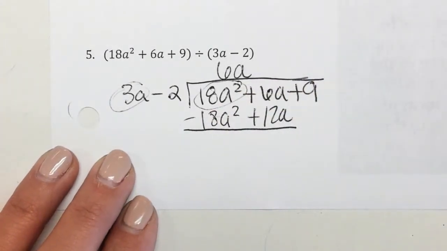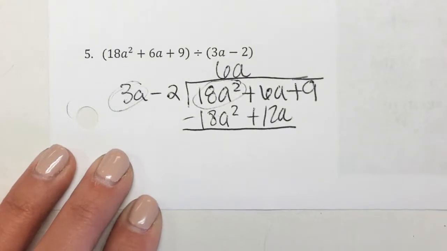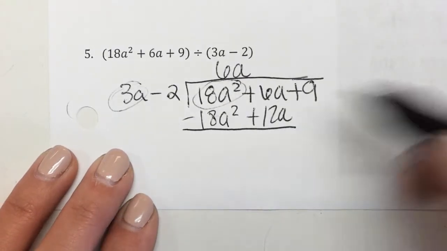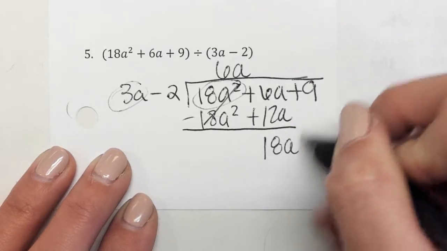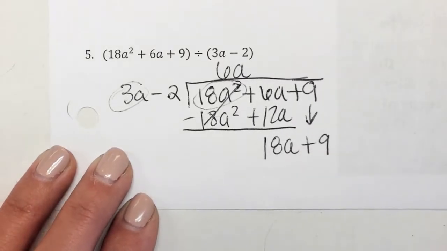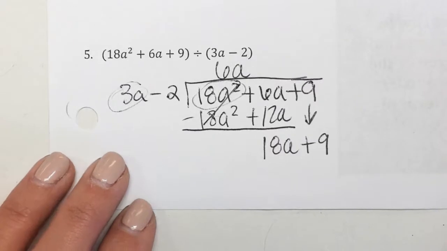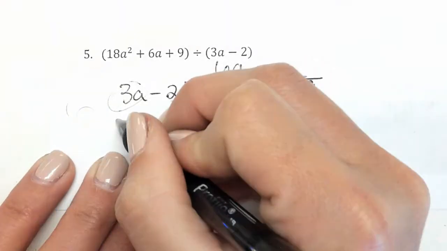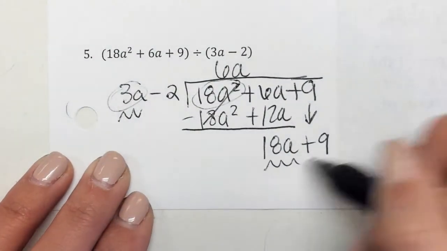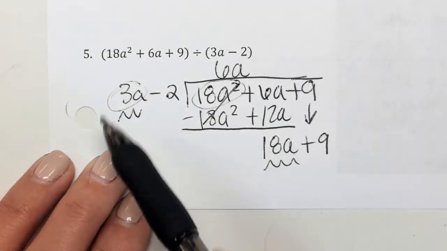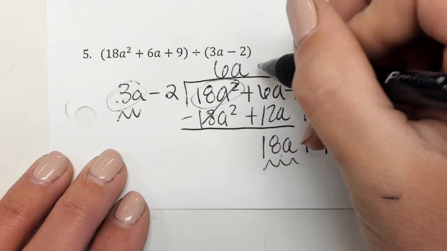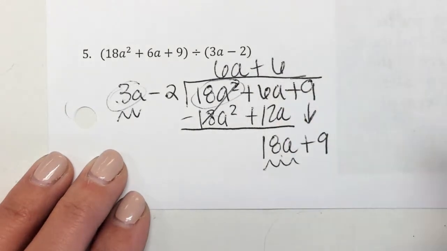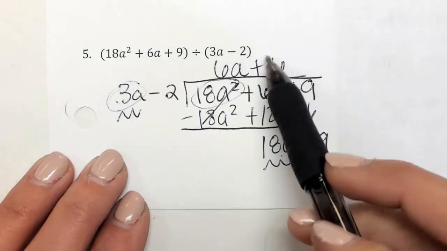Alright, when I add these, what will I get? Those will cancel out. Very good. Bring down the plus 9. Alright, now I'm focused on these two terms. 3a, first term here. So Ransom, what would I have to multiply 3a by to get 18a? Go ahead. 6. Very good. Positive 6. Alright, Antonio, when I multiply both of these by 6, I'll get what?